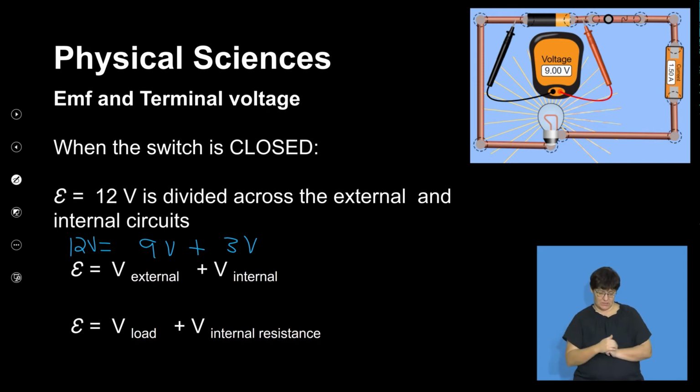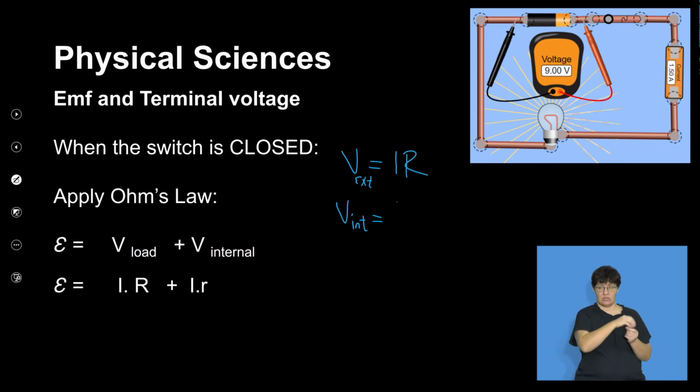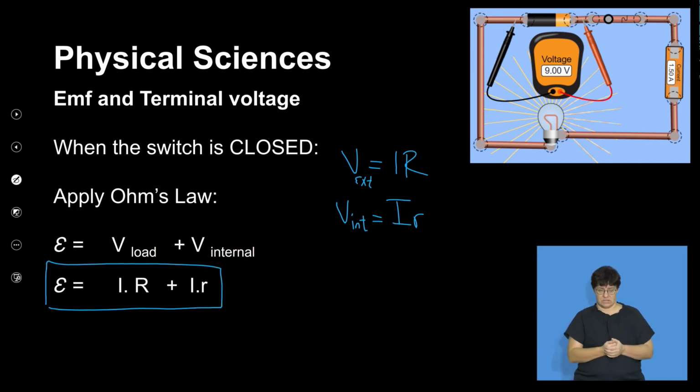But what do we know? We know that according to Ohm's law, V is equal to the product of current and resistance. This is with respect to the external circuit. But as far as the internal circuit is concerned, V internal will be equal to current multiplied by the internal resistance, right? So hence it gives us that equation. We can express this equation by applying Ohm's law, right?